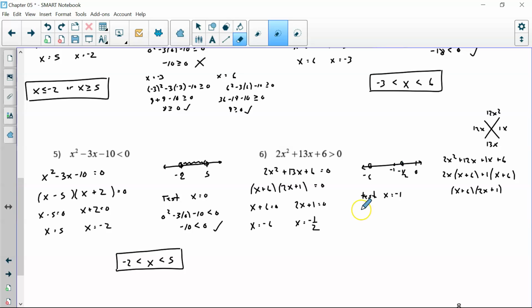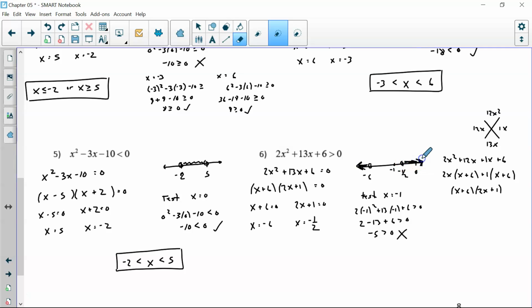So now, back to the inequality. 2 times negative 1 squared plus 13 times negative 1 plus 6 is greater than 0. Negative 1 squared is 1 times 2, so it's 2. 13 times negative 1 is minus 13 plus 6 is greater than 0. 2 minus 13 plus 6. That's going to be negative 5 is greater than 0. That's not true. The value in between doesn't work, which means our shading has to go in the outside regions.